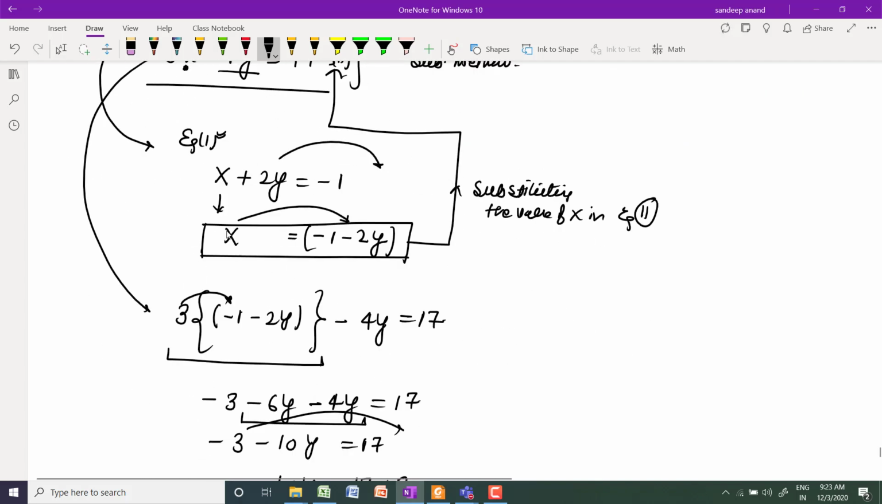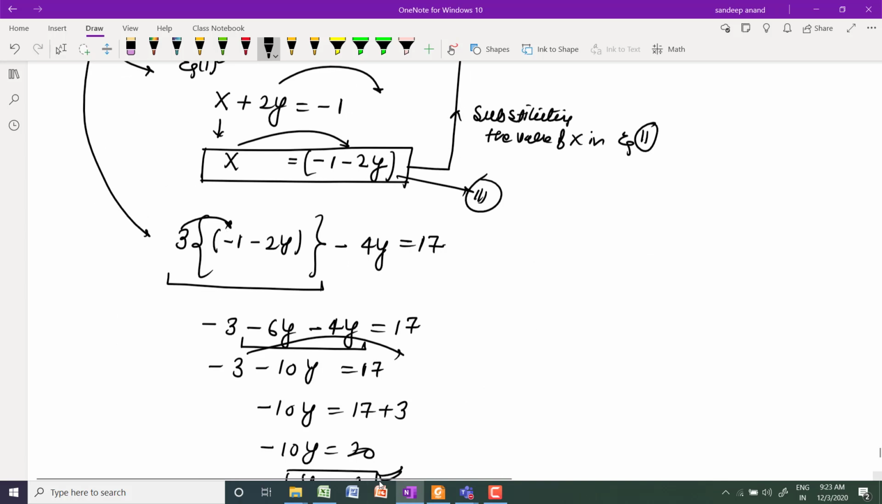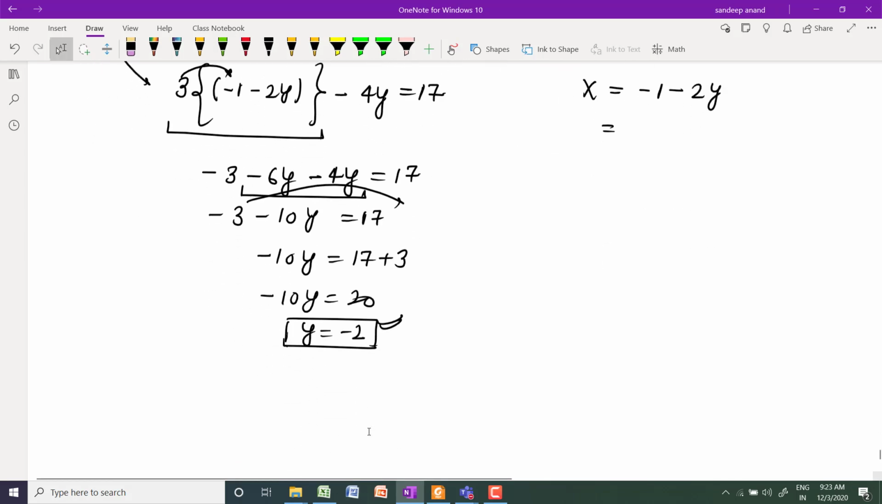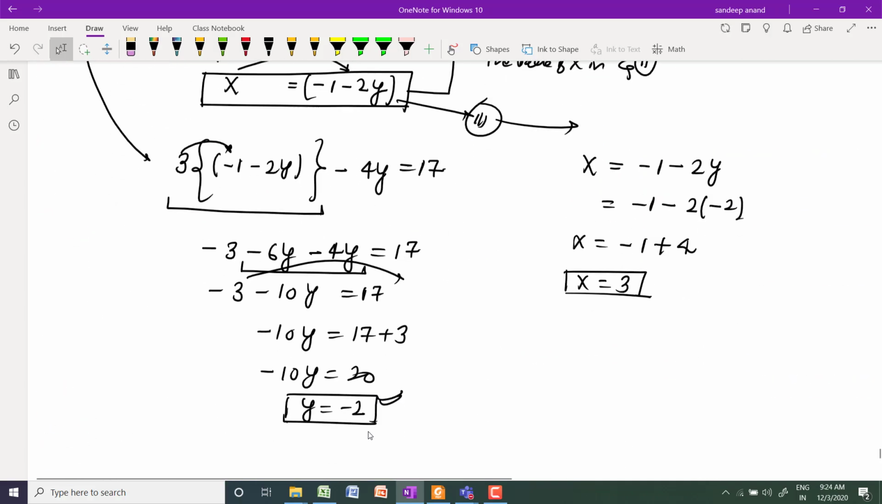Now put this y equal to minus 2 in either equation 1 or 2. But I am putting this y value in equation number 3, x equal to minus 1 minus 2 into y, because I already know x in terms of y. Instead of y I am putting minus 2. So x is minus 1, and minus times minus comes positive, so plus 4 and minus 1. So it comes 3. Now you have the same values which you got previously: x equal to 3, y equal to minus 2.